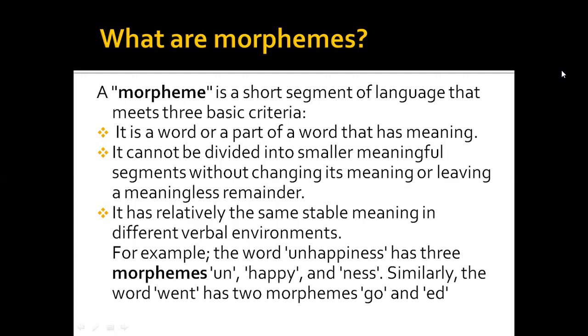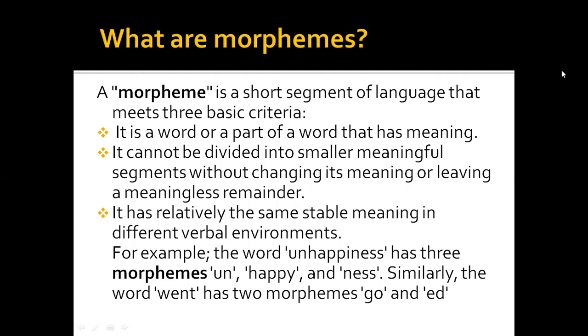For example, the word unhappiness. Unhappiness has three morphemes: un, happy, ness. These are the three morphemes. These segments cannot be divided further. So that's why a morpheme is the smallest segment of language, the smallest segment of a sentence, let's say.